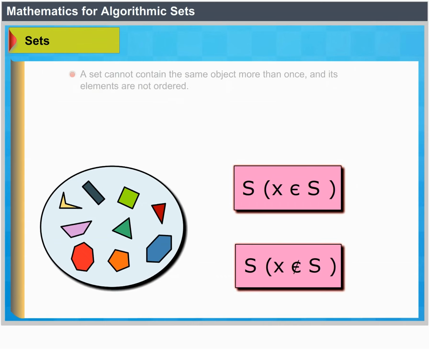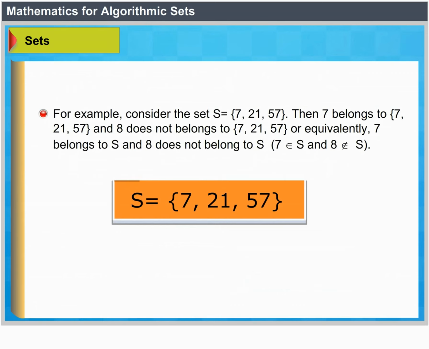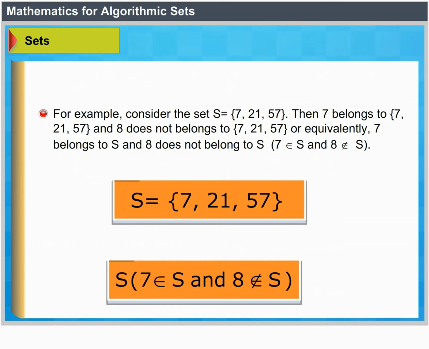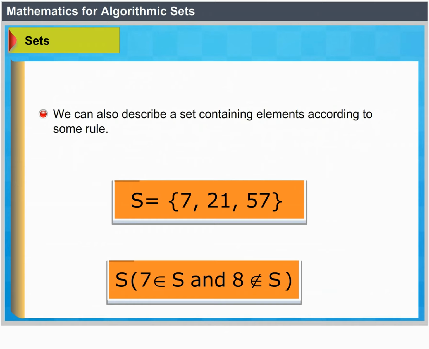For example, consider the set S, which has the elements 7, 21 and 57. Then 7 belongs to the set {7, 21, 57}, and 8 does not belong to this set, or equivalently, 7 belongs to S and 8 does not belong to S. We can also describe a set containing elements according to some rule.